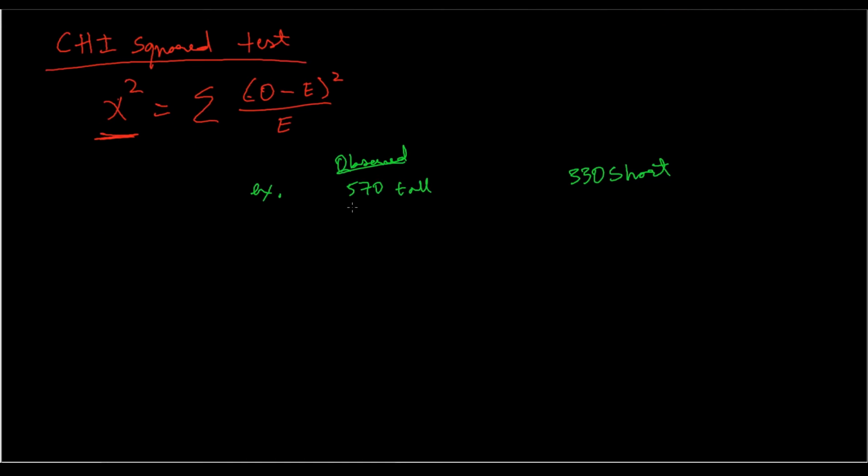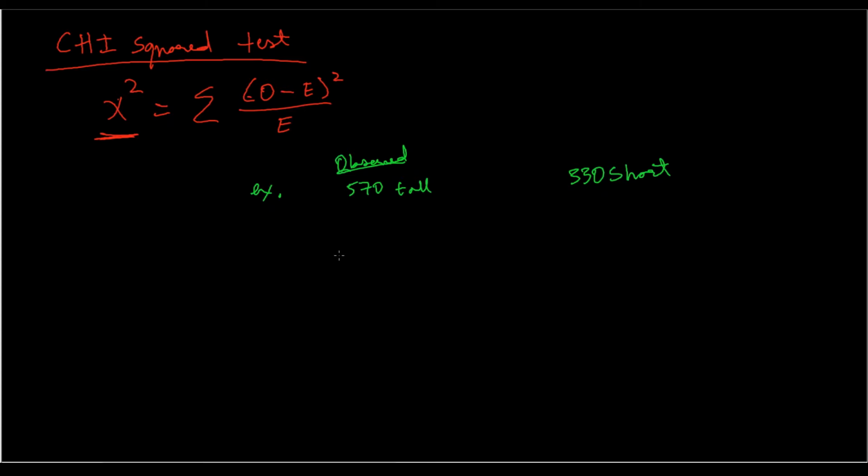In order to do this, we first have to find the expected value. Remember, the expected value is the value that we expect to have. Since we have two different categories, we would expect to find 50% short and 50% tall.